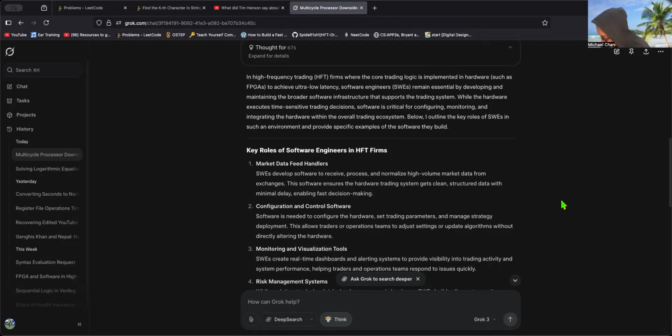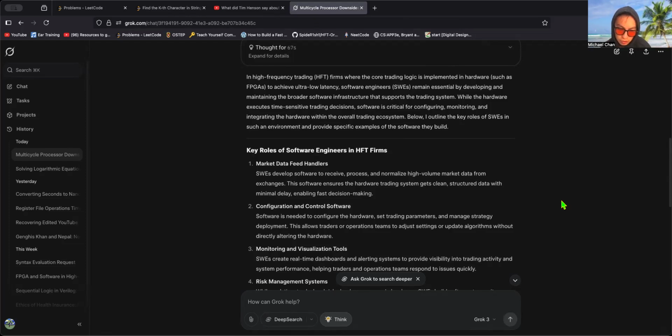But I think this is still written in Verilog, no? Like directly on the ASIC or directly on the FPGA. Okay, needed to configure the hardware, set trading parameters, and manage strategy deployment. That will be written in Verilog, no? Oh, but you have to be able to tune it while it's running, right? You can't just turn it off and turn it back on. That's not an option. So maybe you need some sort of software for that.